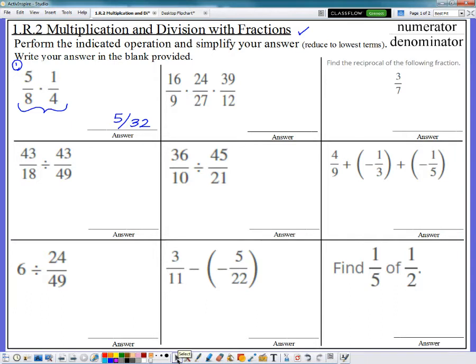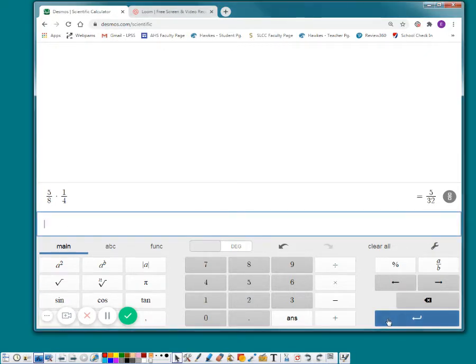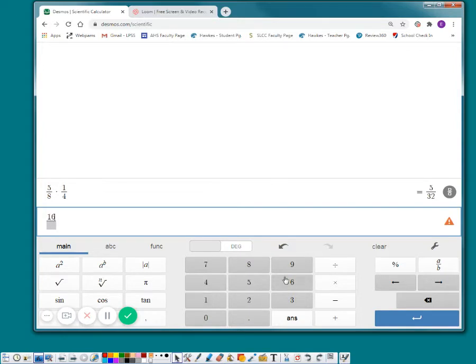And now we're going to move on to number 2. Number 2, we have a fraction times a fraction times a fraction, but it looks like a lot, but I promise we're just going to type it in our calculator just like you see it. So I'm going to go to my lovely Desmos free calculator, and type it in. We have 16/9 times 24/27 times 39/12.